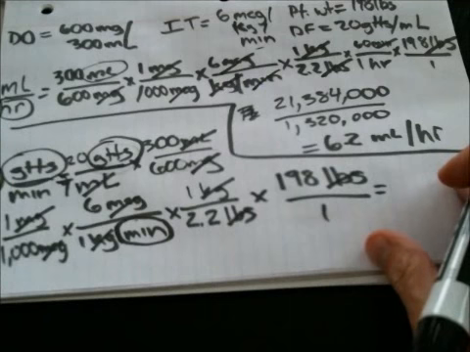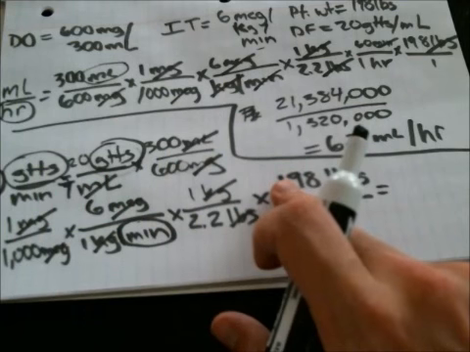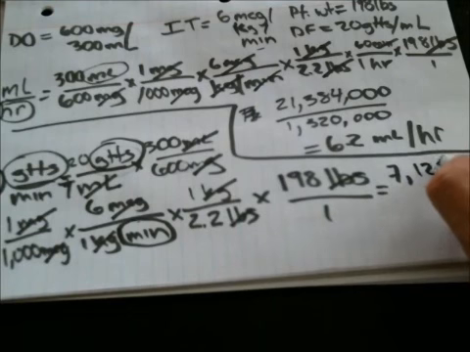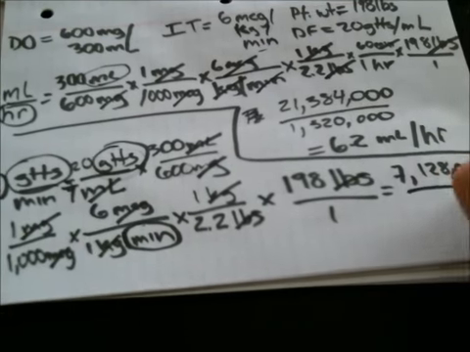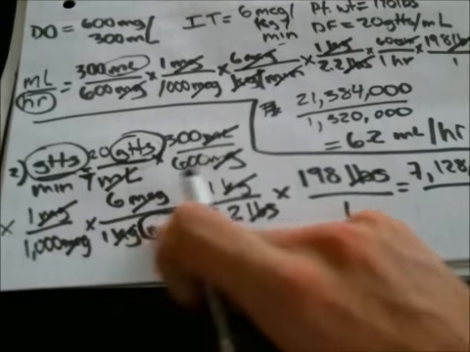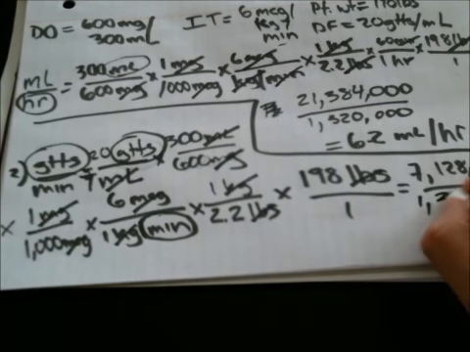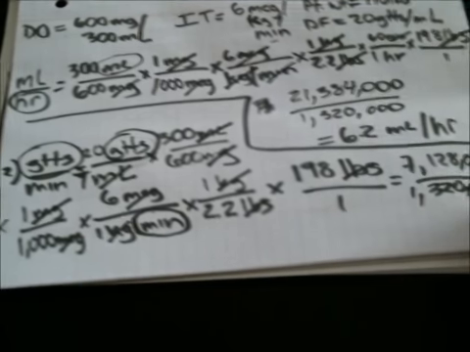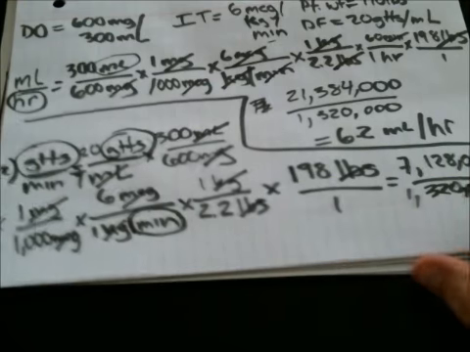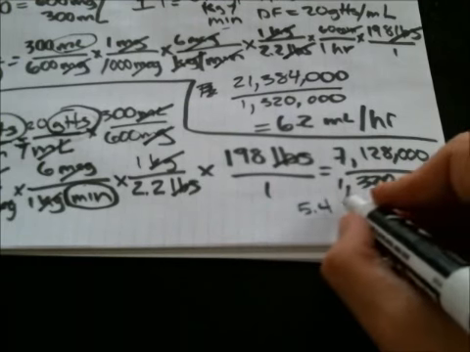Then we just have to do our calculations. 20 times 300 times 6 times 198. Again, you have a big number, don't worry. 7,128,000. When we look at the bottom, we've got 1 times 600 times 1,000 times 2.2. It equals 1,320,000. When you divide that, you end up with 5.4 drops per minute.